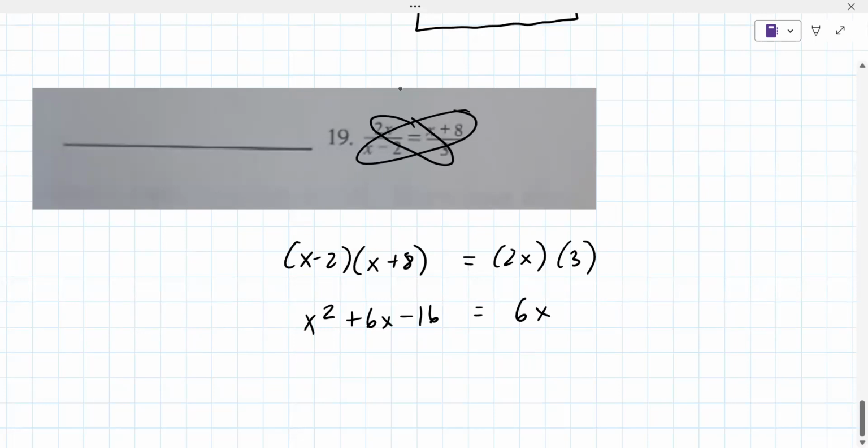Let me catch up to this. Yep, take your time. It looks okay for time.